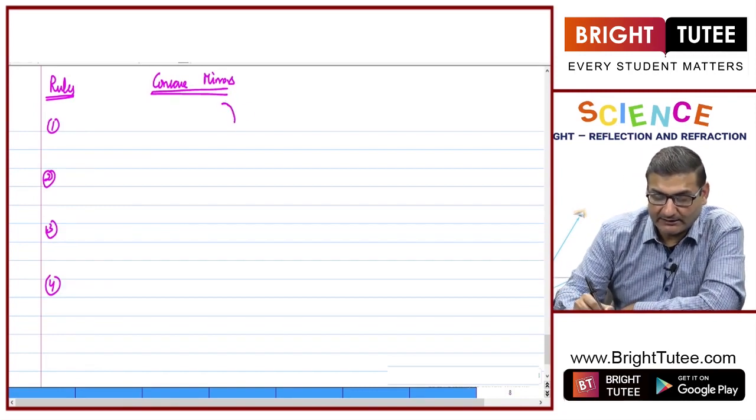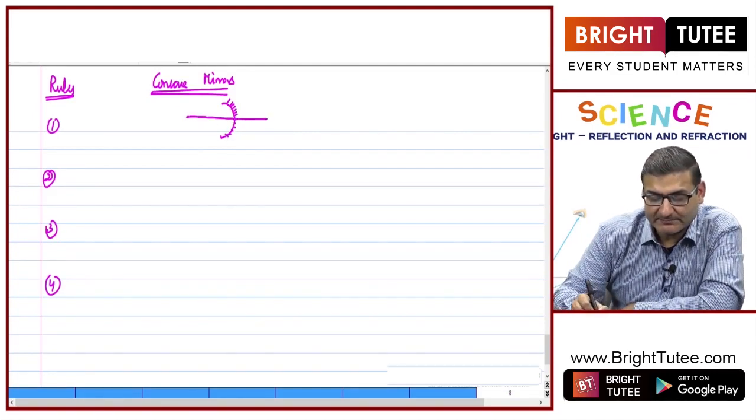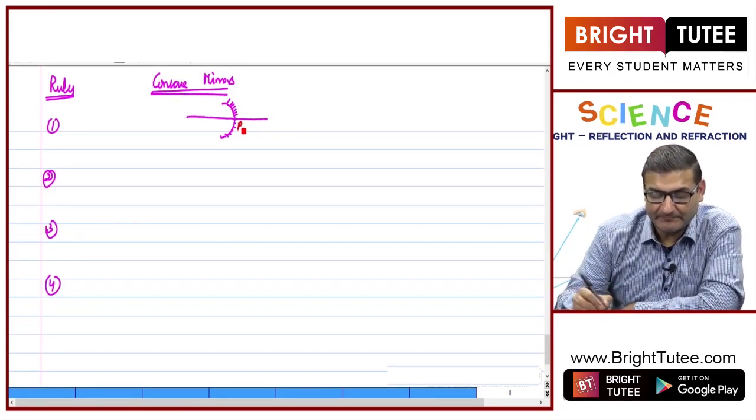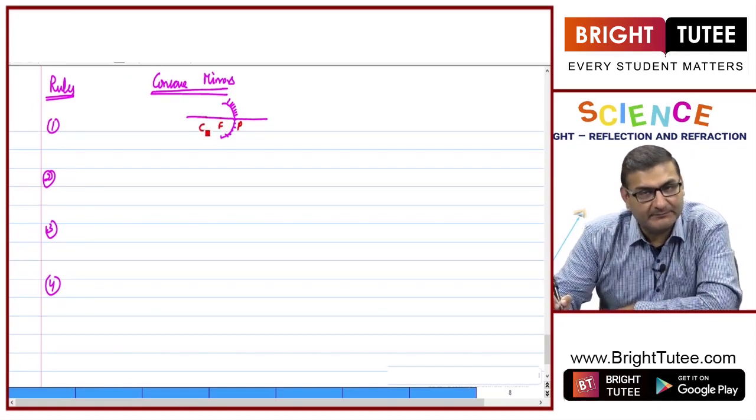First of all, let us remember this is a concave mirror which is painted from the outer bulging part. This was the pole P and this is the principal axis. Pole P will be denoted by capital P. This is denoted as the focus and this is the center of curvature of the mirror.